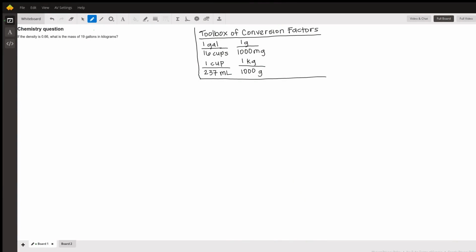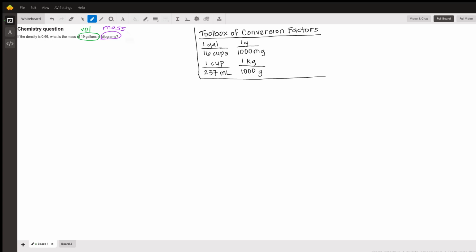Hi. So our question here is, if the density is 0.6, what is the mass of 19 gallons in kilograms? The real point behind this question is that they are giving us a volume. 19 gallons is a measurement in volume, okay? Gallons is a type of volume. And they want us to know, what is that volume in mass? Kilograms is a measurement in mass.